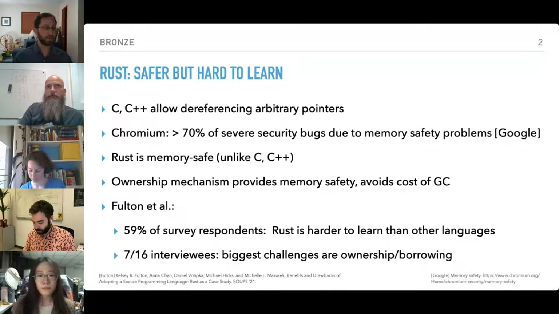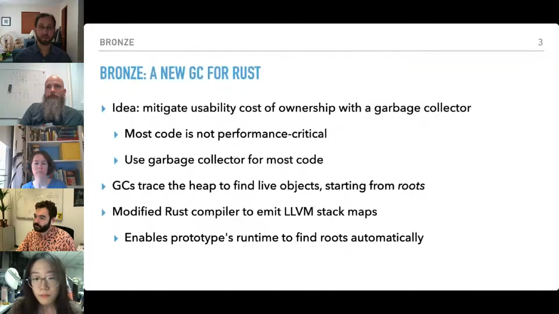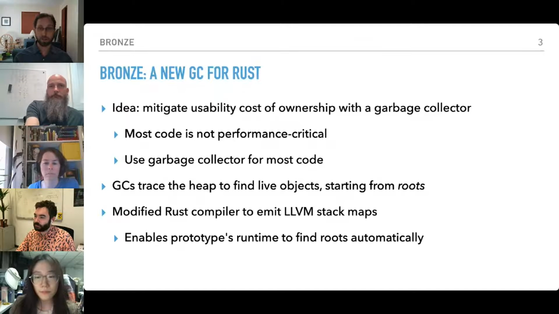So we wanted to do something to try to mitigate the usability and learnability challenges of ownership and borrowing in Rust. And so our idea was to mitigate this usability cost of ownership by adding a garbage collector. And the rationale is that most code is not actually performance critical, right? So the engineering approach that we're proposing is that typically software engineers should use the garbage collector for most code. And then when they discover performance problems, they can switch those particular hotspots over to using ownership, right? So we can adopt ownership gradually rather than having to buy in entirely.